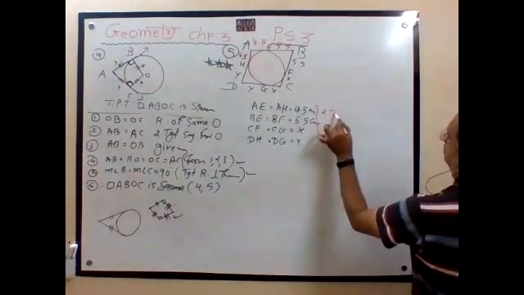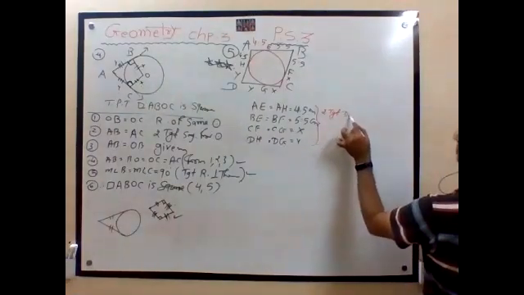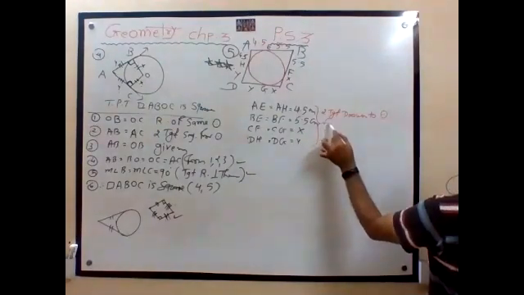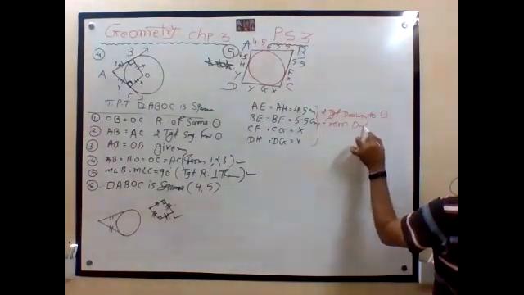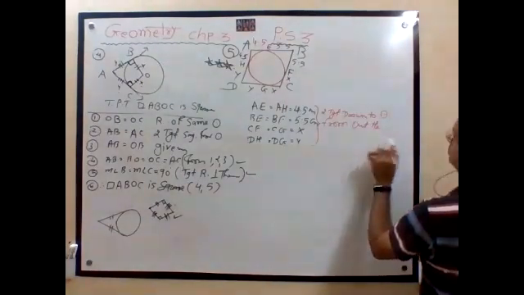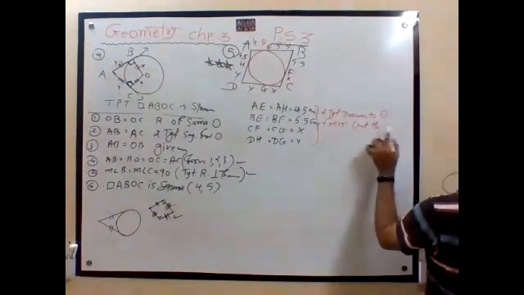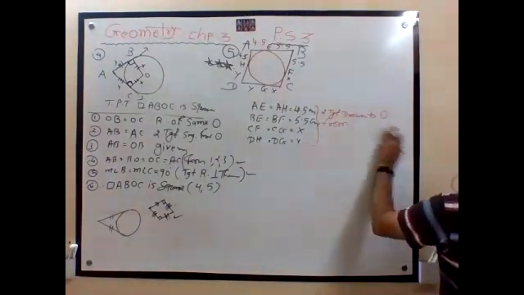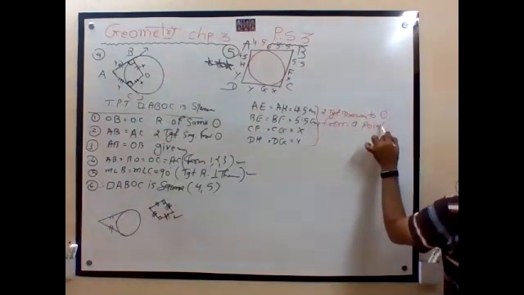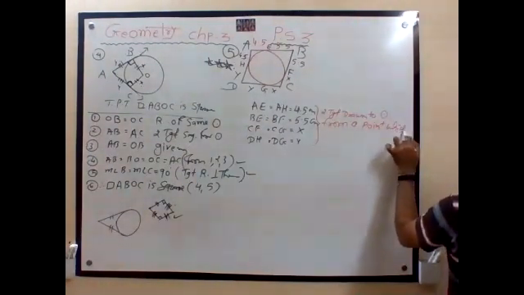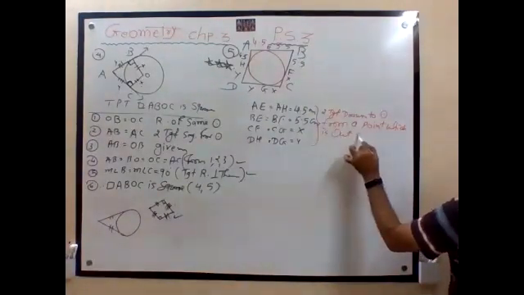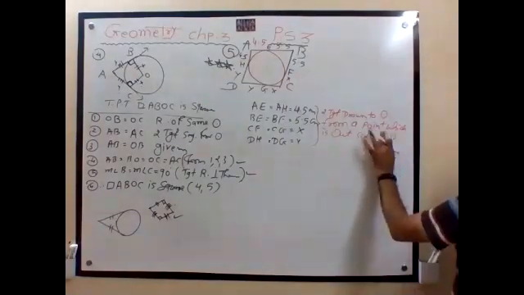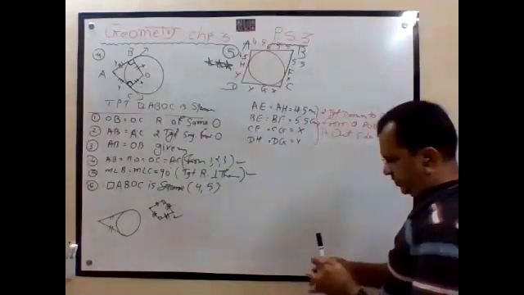Two tangents drawn to a circle from an outside point, from a point which is outside the circle. Correct.